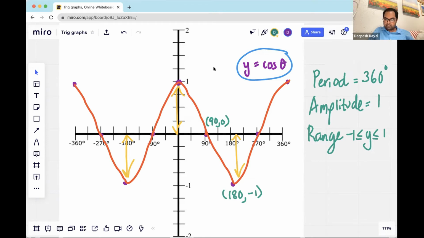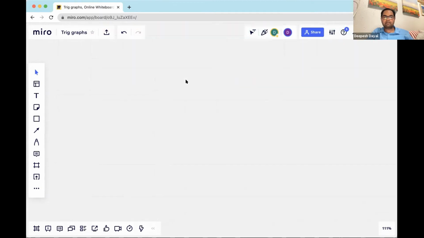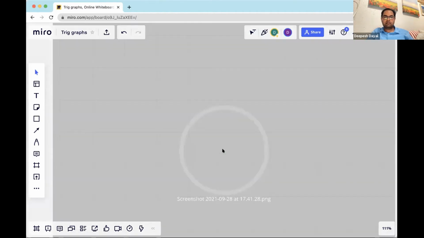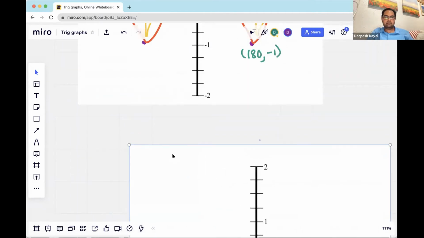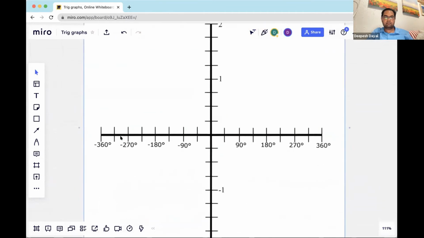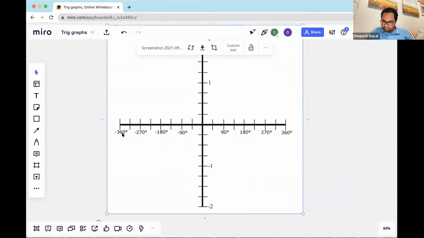Okay, any questions? Nope, okay. So then we move on to the next one, which is the tan graph. Let's put this back in here. Okay, so this is the tan graph.